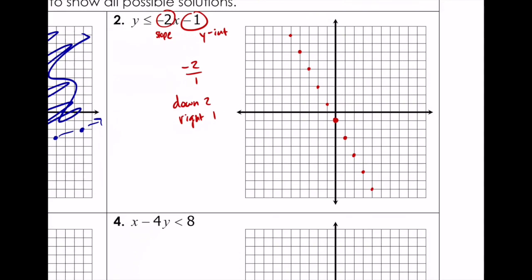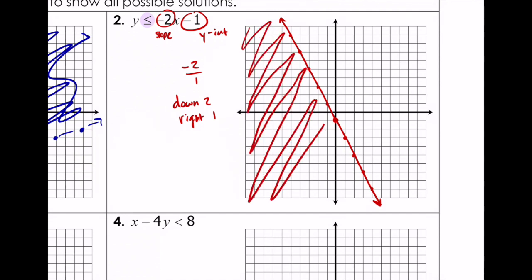All right, now based on this inequality symbol, it has that little line underneath. So we're going to make that a solid line. And based on the direction that it's pointing, we know that this has to go below the line. We're shading underneath the line.